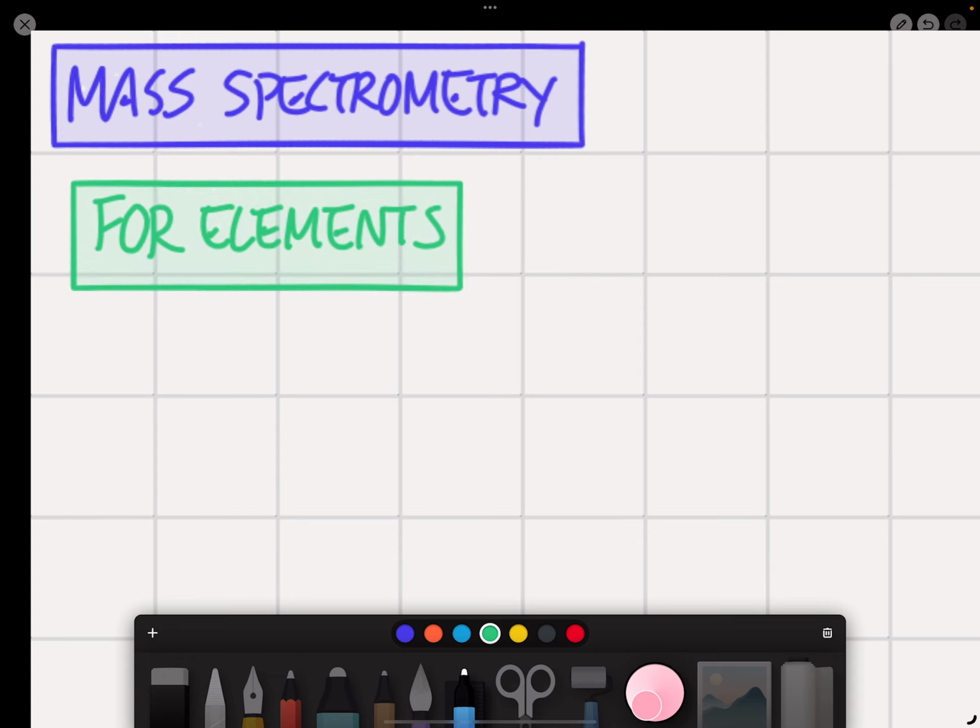For elements, we can determine the percent abundance of individual isotopes. For example, we know that chlorine has two isotopes, chlorine 35 and chlorine 37. With mass spectrometry, we can work out the percent abundance of these two isotopes of chlorine.